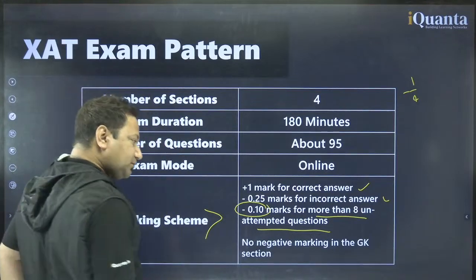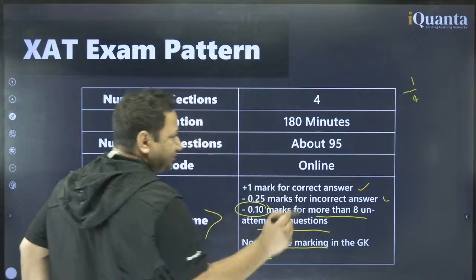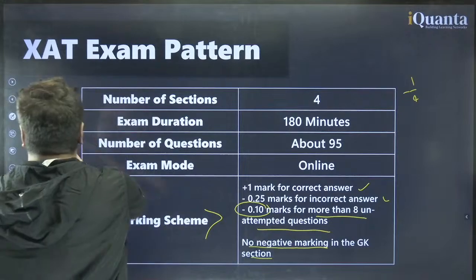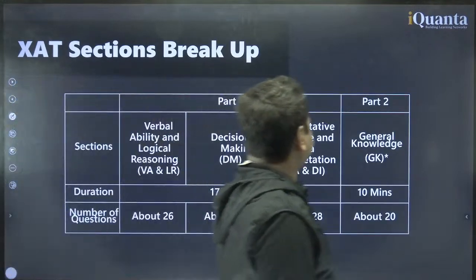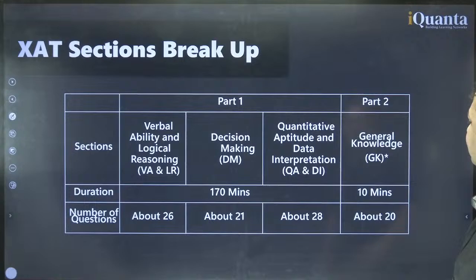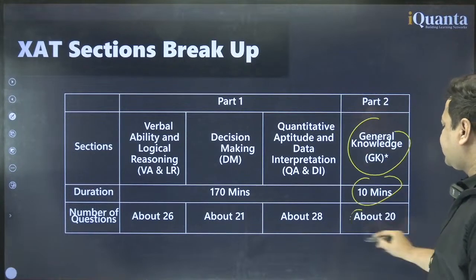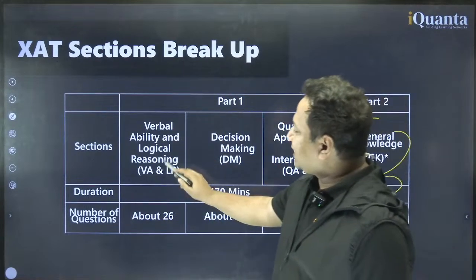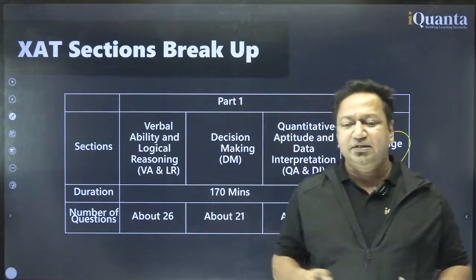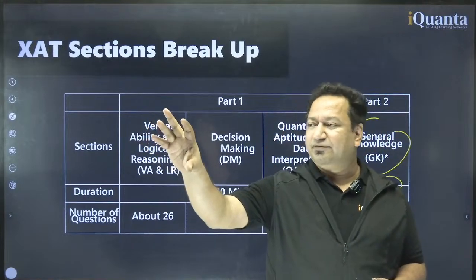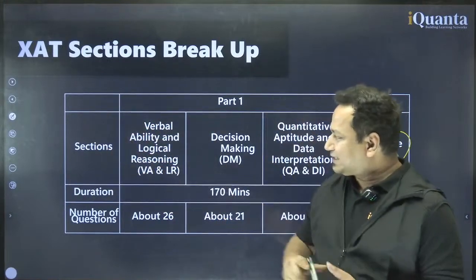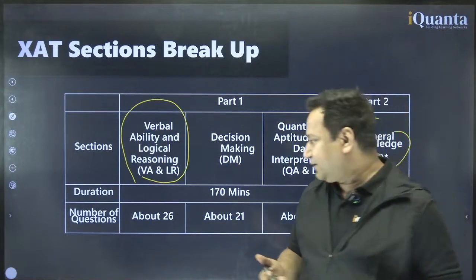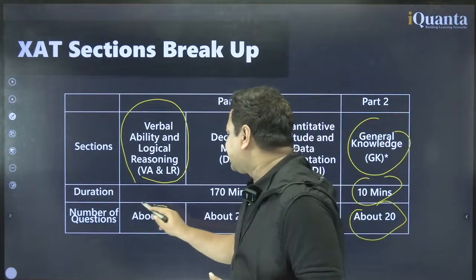Okay, no negative marking in the GK section. That is also important. So a kind of complex structure is there. Coming to the next one, the sections breakup. The part 1, part 2. Part 2 has GK, 10 minutes, about 20 questions. Everything is approximate, nothing is confirmed. So sections: verbal ability and logical reasoning. In CAT, it's verbal ability and reading comprehension. You know that. Then we have LRDI, then we have QA. But in this case, VA and LR come under one section, which will have about 26 questions.